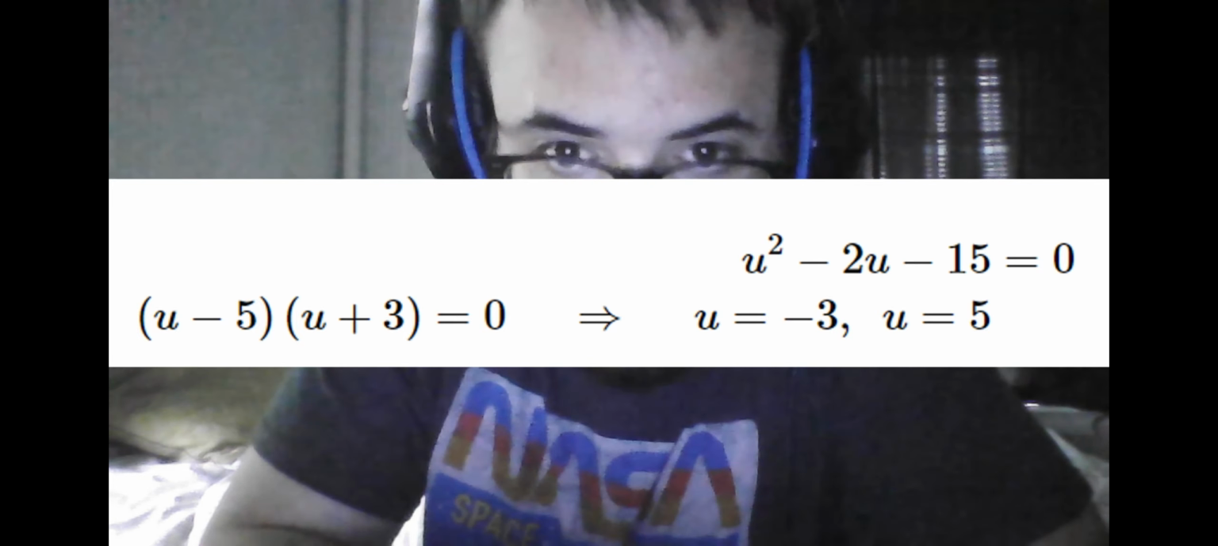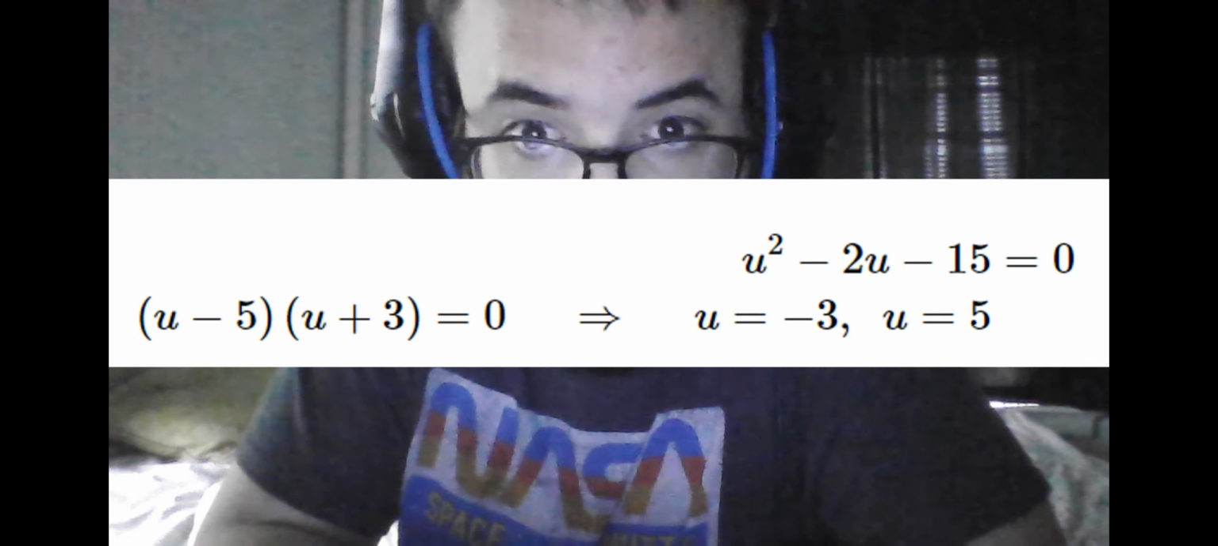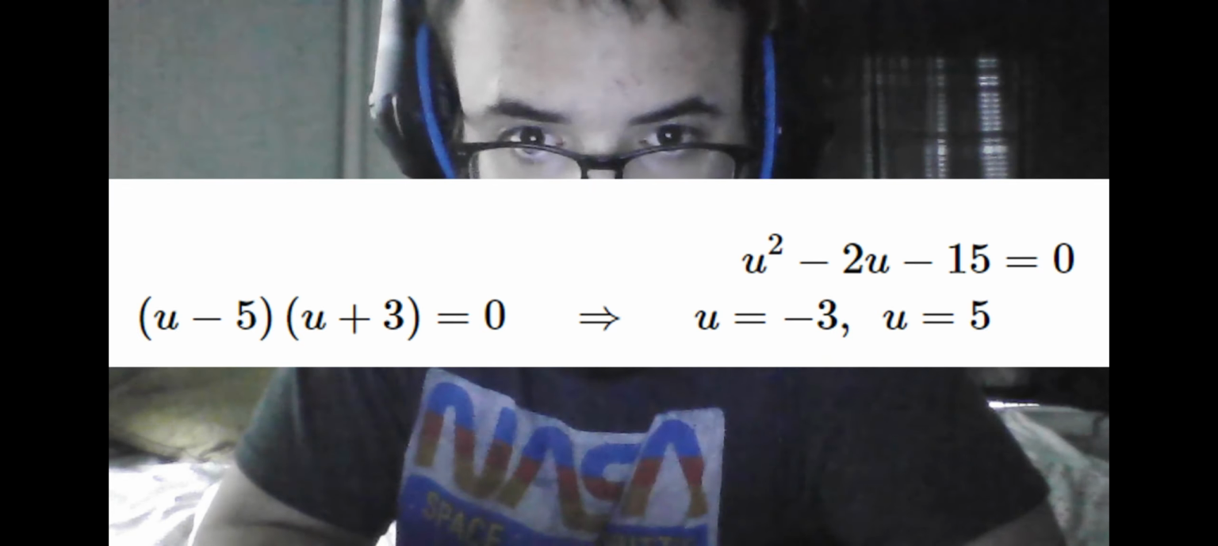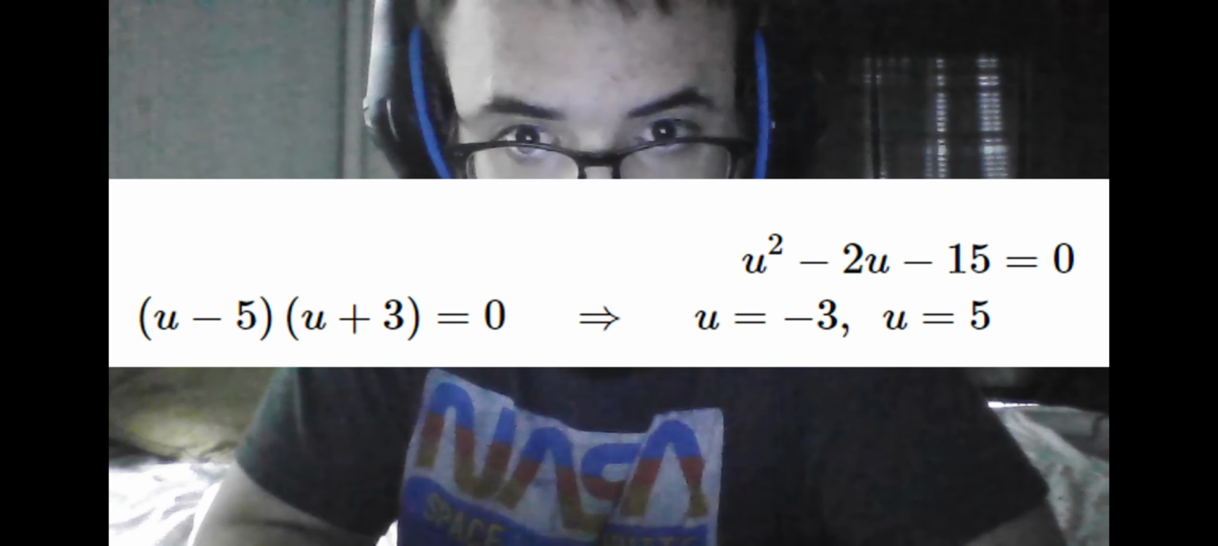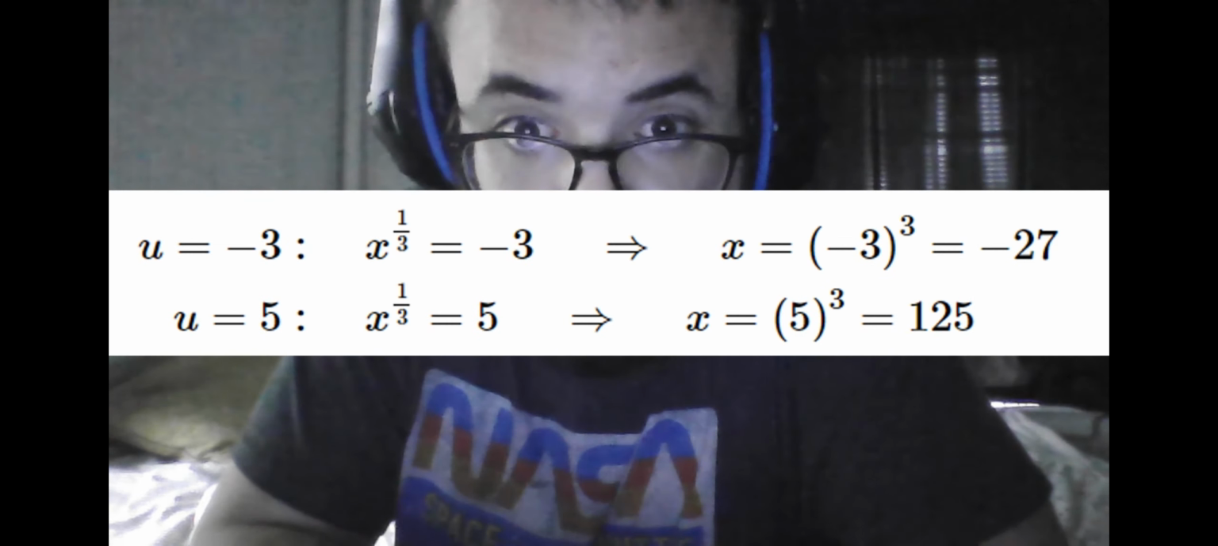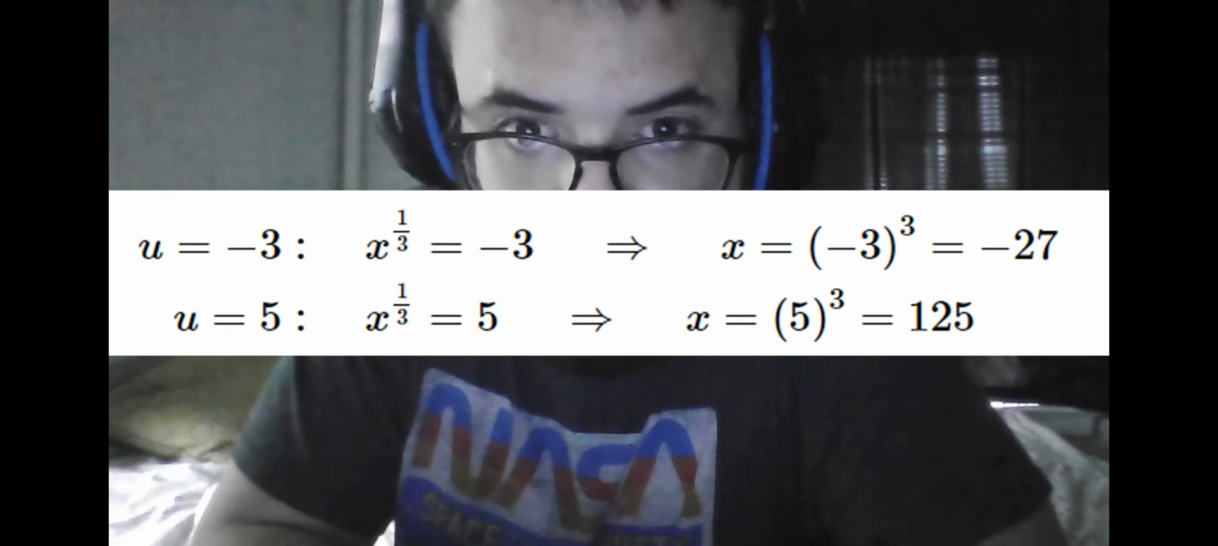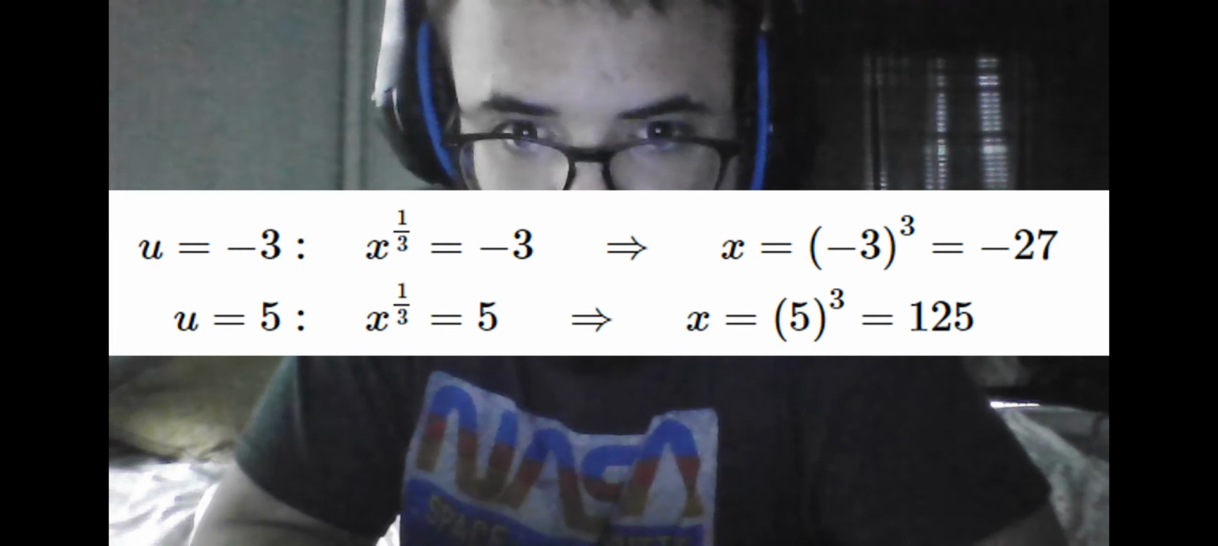And u equals -3 or 5. So -3 and 5 are the cube root of something, which we figure out simply by cubing them. So we have -3 cubed is -27, and 5 cubed is 125. Those are our answers for the exact value of x.